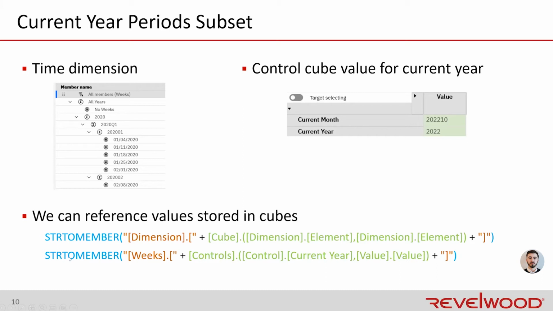So once we have the full string evaluated within this function, this function will say, okay, take that full string and now turn that into a member. So the member in this case would be 2022, because it's going to be weeks dot 2022, pulling from the control cube here, evaluated from this expression over here.